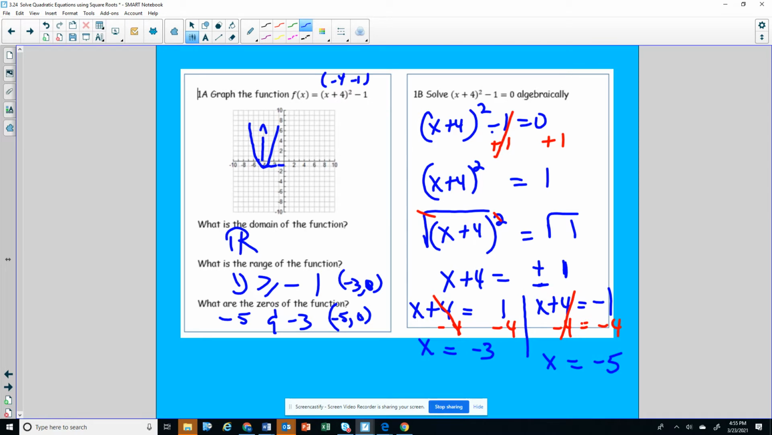Now, look at this side. You see it? These are the answers again. Negative 5 and negative 3, they're the same. So we solved this algebraically, and we get the same zeros, or the same solutions, or the same roots. They're all the same thing. All right, guys? The square root is a new thing to you guys, so it's going to take some practice. Okay, let's try another example.